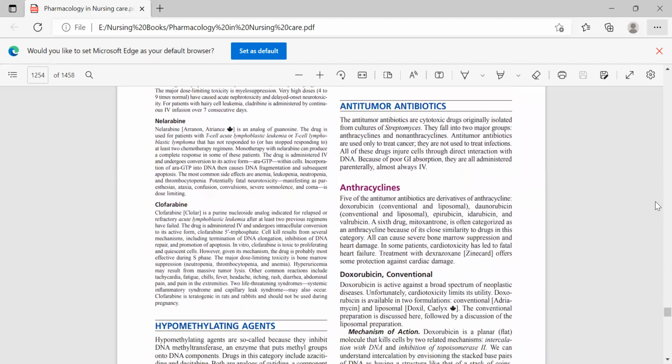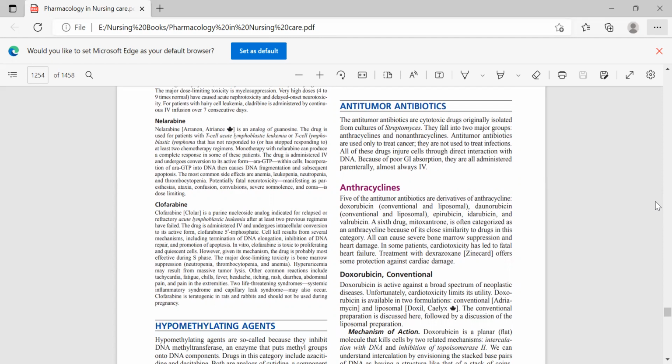Coming to the anthracyclines. Anthracyclines are anti-tumor antibiotics, and their derivatives are doxorubicin, which is available in both conventional and liposomal form; daunorubicin, again available in conventional and liposomal form; epirubicin, idarubicin, and valrubicin. Another drug, mitoxantrone, is also categorized as an anthracycline antibiotic because of its similarity to drugs in the category.